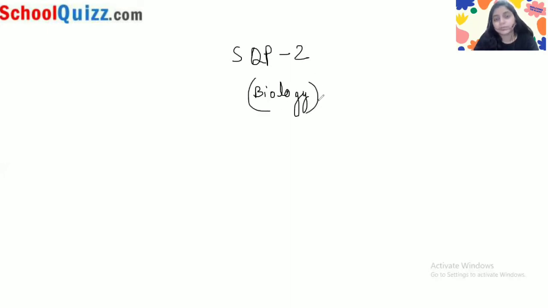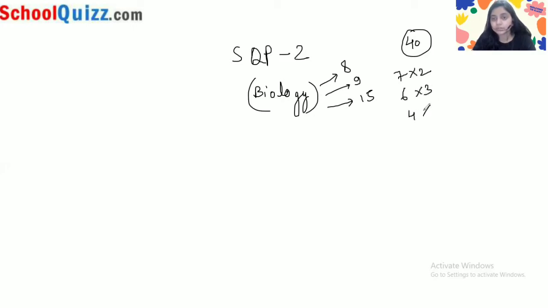In your biology syllabus, as you know, chapter 8, chapter 9 and chapter 15 will come in your term 2 examination, and the marking scheme is 40 marks. There are 7 questions of 2 marks, 6 questions of 3 marks, and 2 questions of 4 marks. This is a case based question, you will solve it.